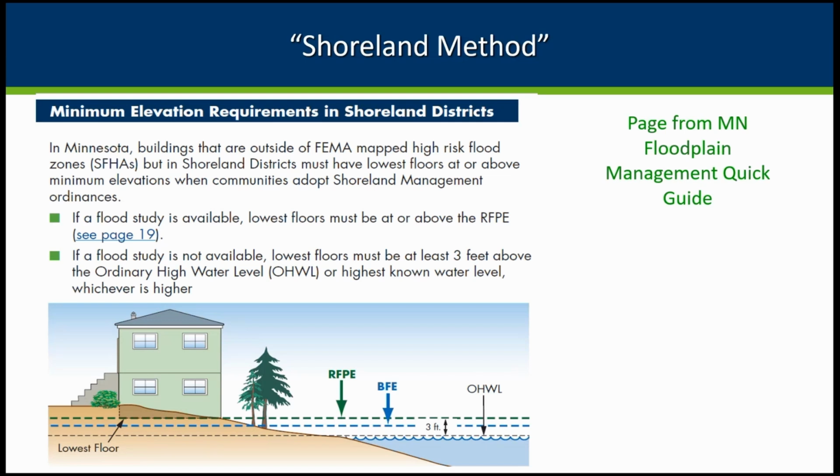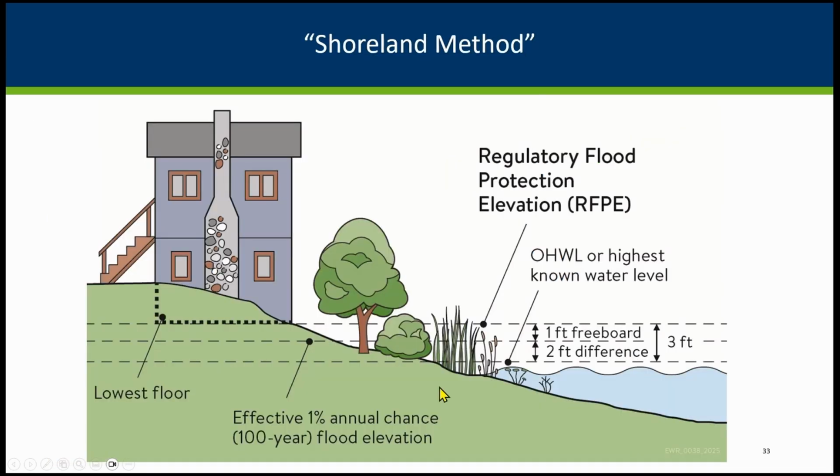And for lakes, you don't usually have a stage increase unless it's part of a lake system or a river system. So it's usually the base flood elevation plus a foot of freeboard minimum. But if you don't have that, again, 3 feet above the ordinary high or the highest known water level. Here's another way of looking at that.